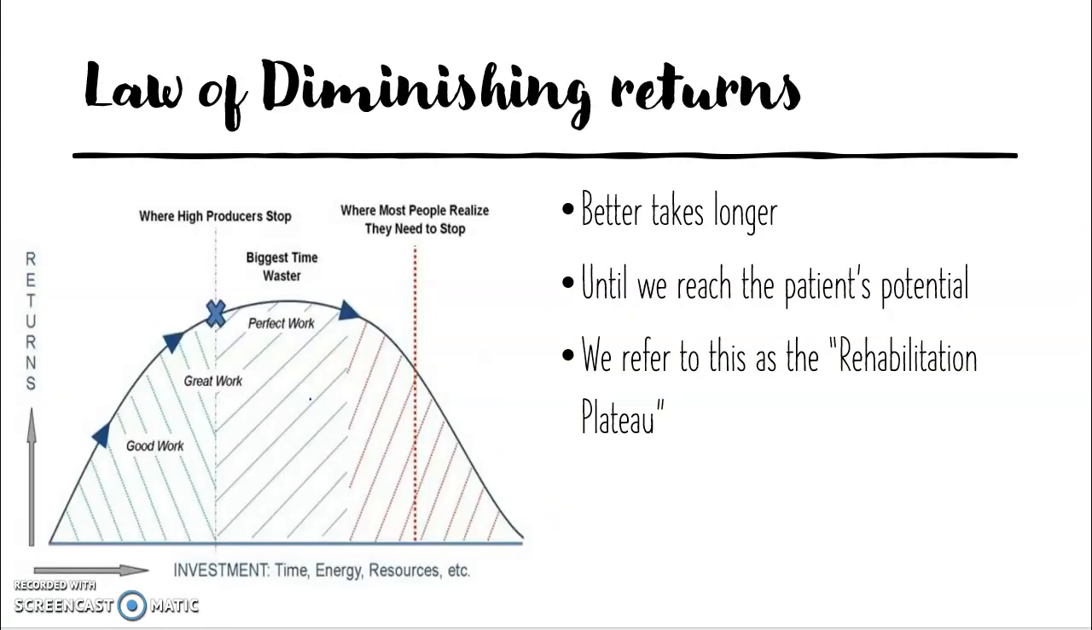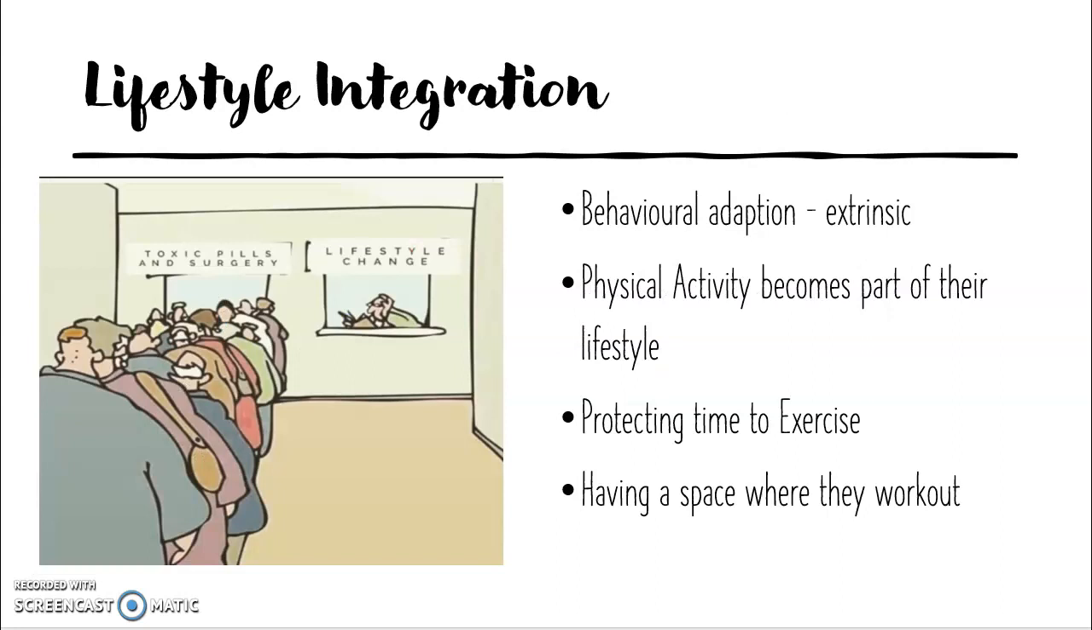Law of diminishing returns, where better takes longer. So obviously Olympic athletes might train for 4 years just to get 1 second or 0.5 of a second faster. And you eventually reach a plateau where you can't get any better. That's your rehabilitation ceiling or rehabilitation plateau. That's when we can discharge our patients to a group environment, and we've effectively done our job, and we're not going to get any better than we have done.